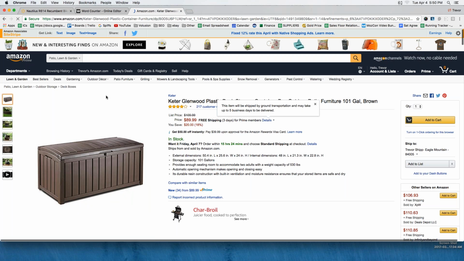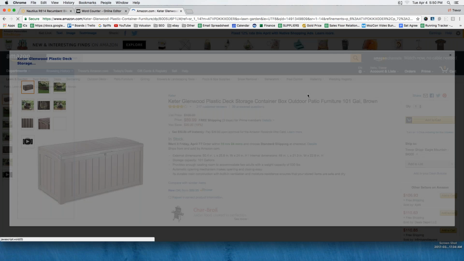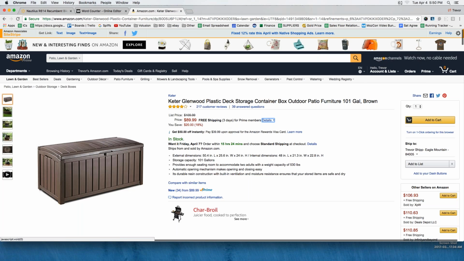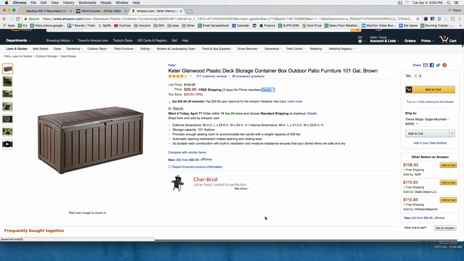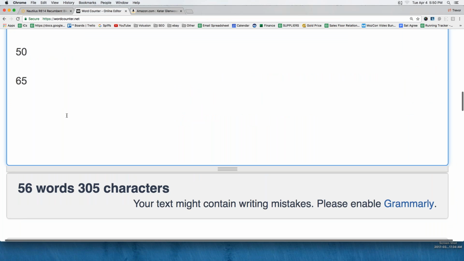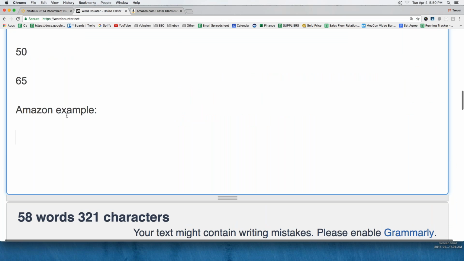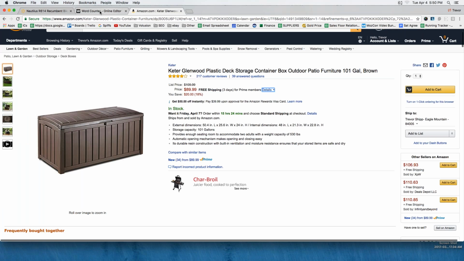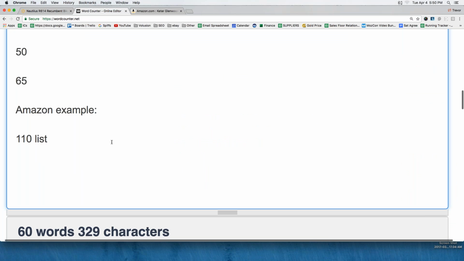Okay, shipping on this thing is going to be free. Sorry, I'm clicking around. Okay, so let's just do the numbers on it. Now notice the list price. I know this is kind of small for you guys, but just trust me when I say the list price is 110. Let's do our Amazon example. 110 is the list price, but the actual price isn't 110. The actual price is 90.